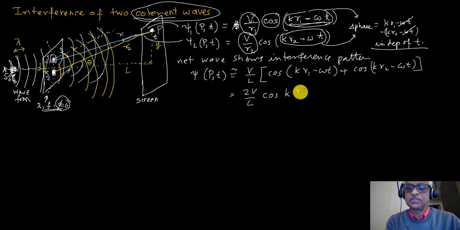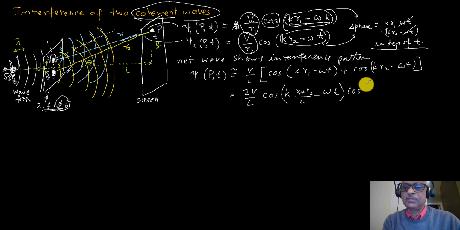Cosine of k times (r1 plus r2) over 2 minus omega t; add them and divide by 2. And then cosine of k times (r1 minus r2) over 2, and this is independent of time because the omega t subtracts and cancels out over here.